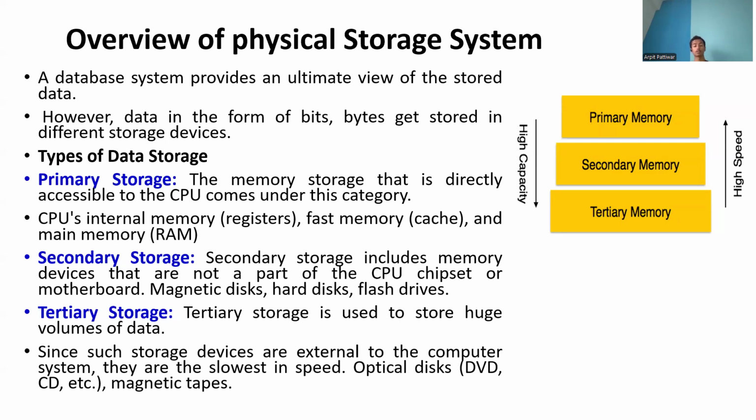Tertiary storage is used to store huge volumes of data. These are external devices and are slowest in speed. Optical discs like DVDs and CDs and magnetic tapes are examples of tertiary storage.